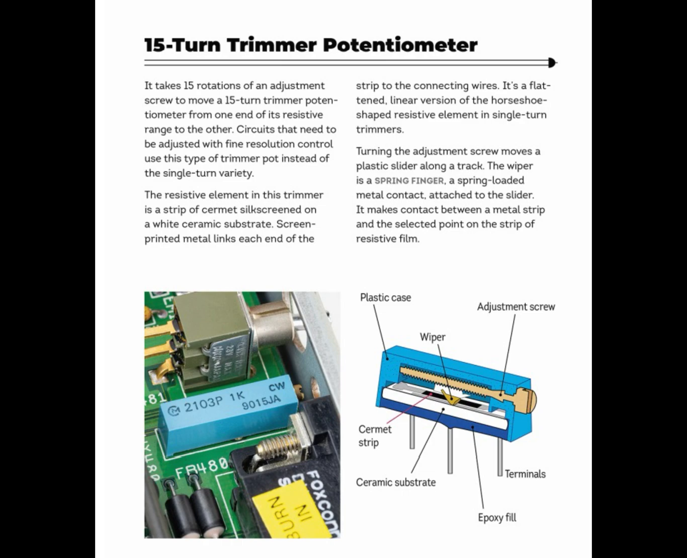It has two types. Number 1 is the linear potentiometer. Resistance changes linearly with the rotation of the shaft. Number 2 is the logarithmic potentiometer. Resistance changes logarithmically, often used in audio applications to match human hearing perception. The advantages of 15-turn potentiometers are, number 1, precision control. The 15 turns allow for very fine adjustment, ideal for calibration.